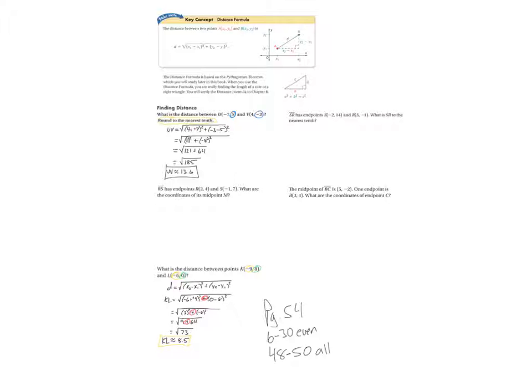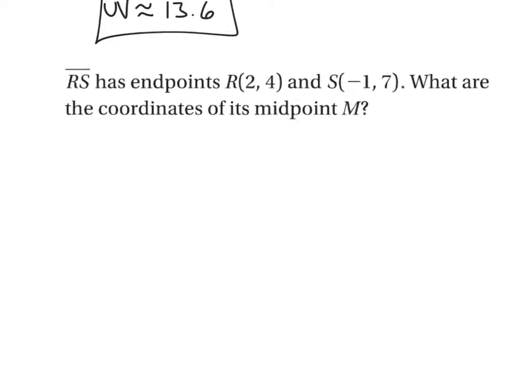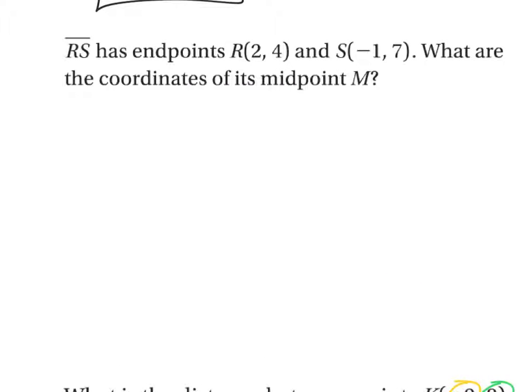So first off, let's go ahead and look at this example here. Line segment RS has the endpoints at 2, 4, and -1, 7. What are the coordinates of the midpoint? Well, I could look at the coordinate plane, but since I don't have one here, I'm going to go ahead and just sketch what's going on here.